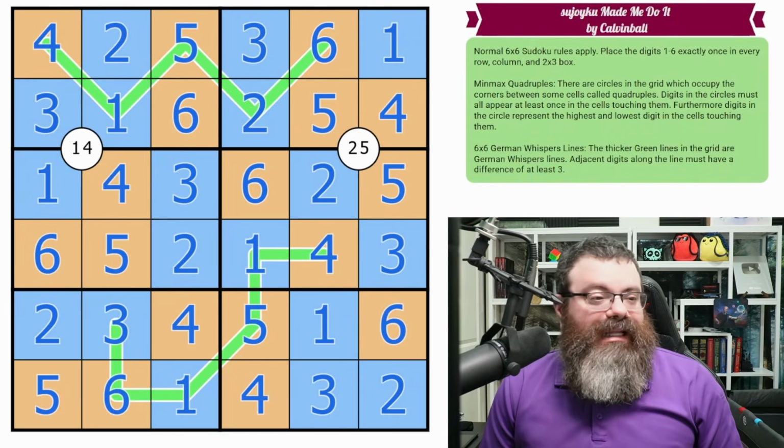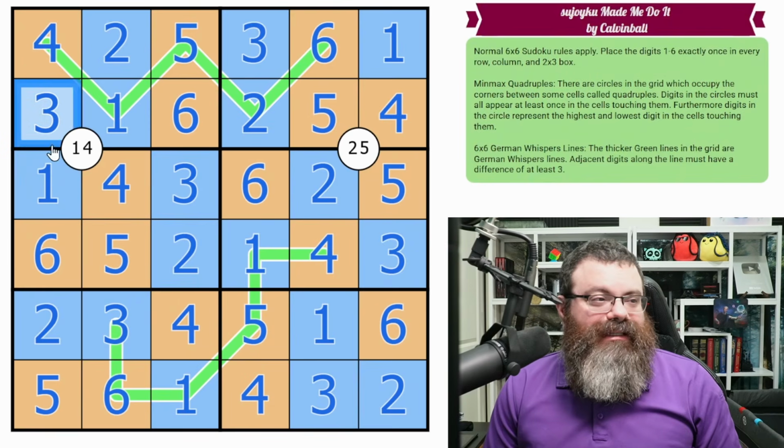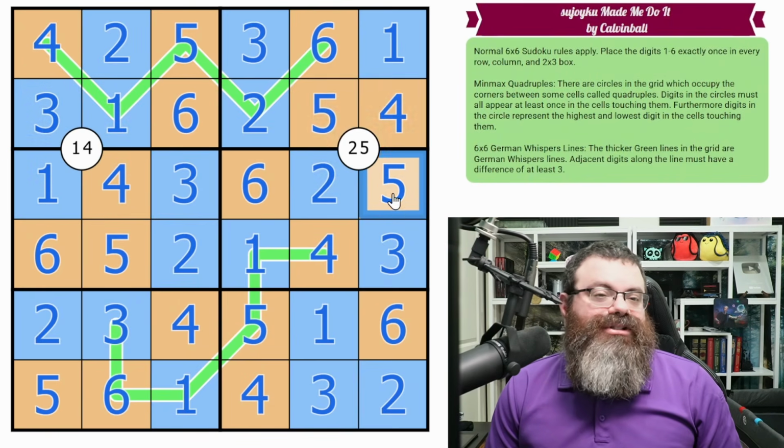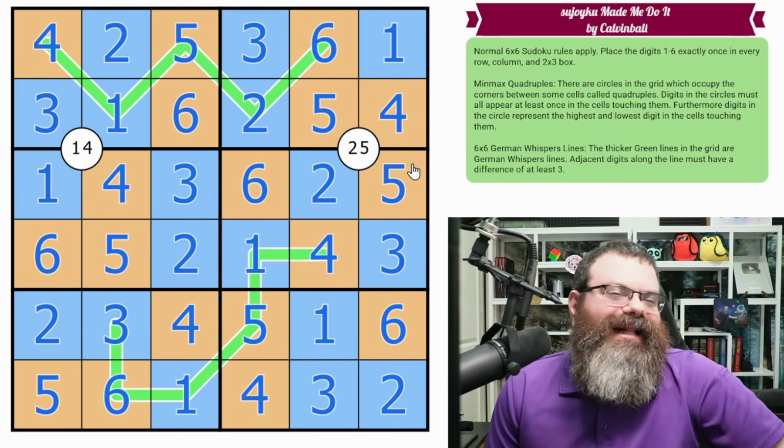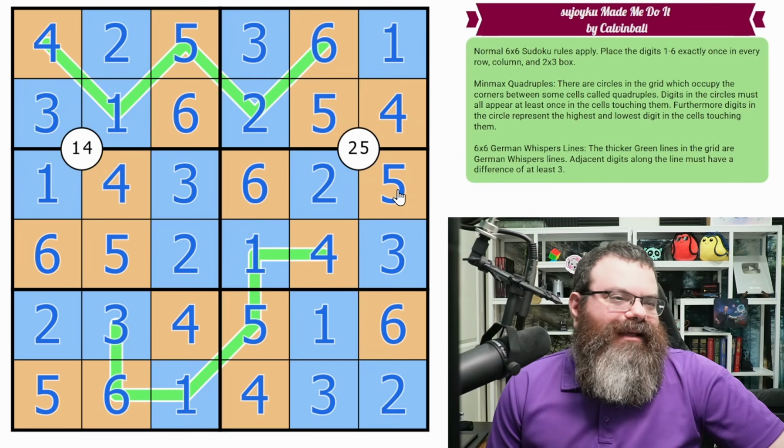Cool puzzle, Calvinball. I enjoyed that. Interesting concept here where it was also the range. You can kind of just bake that in by penciling it right at the start, but you know, it is what it is. They still acted like quadruples, which was nice.